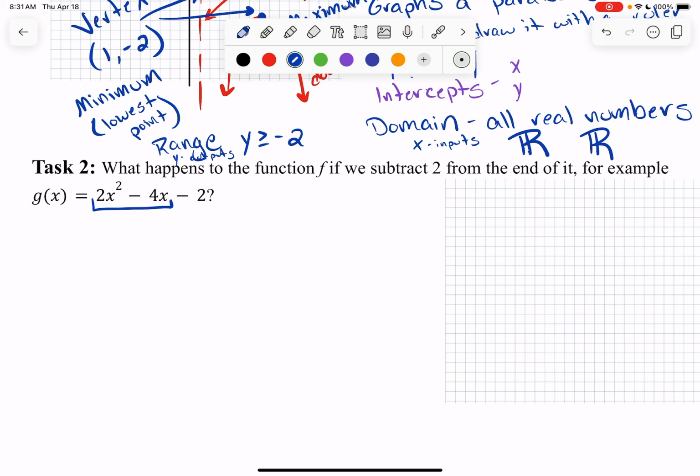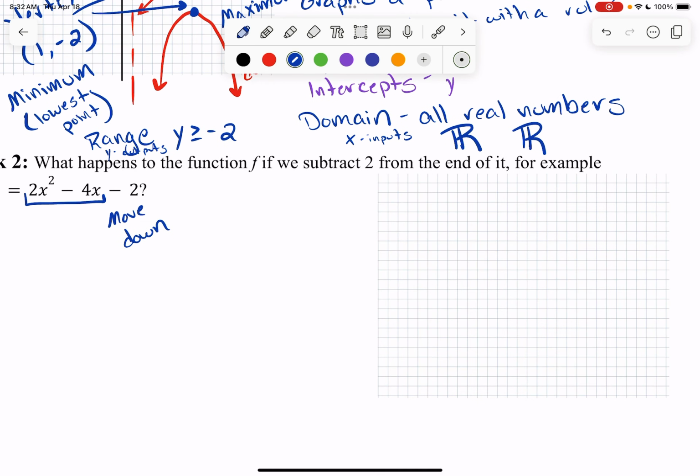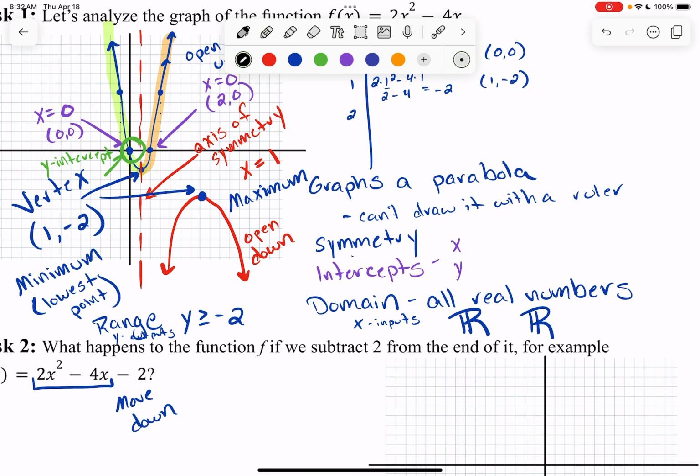Well, knowing what we know about transformations, subtracting 2 on the end, if we remember, is going to move it down. Okay, so we know it's going to move it down. Now we need to determine what's going to change about this new function if we move it down. So let's graph, and let's look at the graph of this if we were to move all of these points down 2.